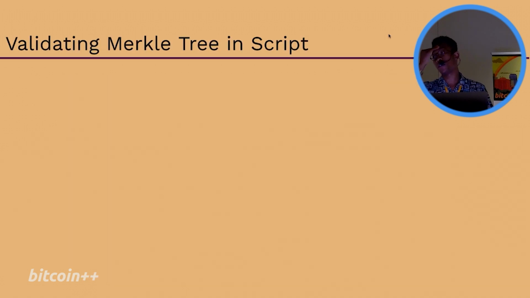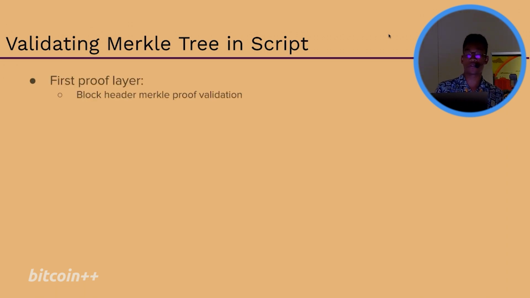But now we're getting to some of the meat of the talk. Basically, how do we actually validate something like this within Bitcoin script? What does it actually look like, and what are some of the benefits of doing so in the first place? First, we have the initial proof layer, which is the block header Merkle proof validation, right? So you have this 80 byte block header. It has the Merkle root within it, and we know all the transactions are hashed into a single Merkle root, which is easy because you can do that directly there.